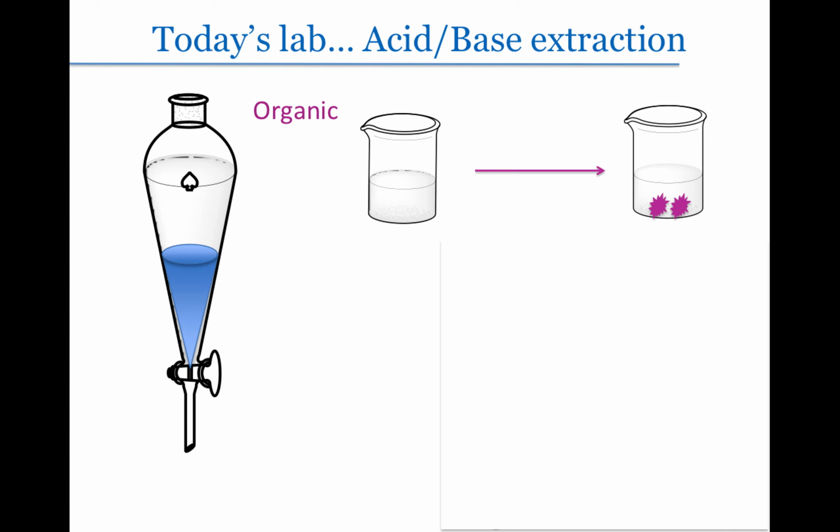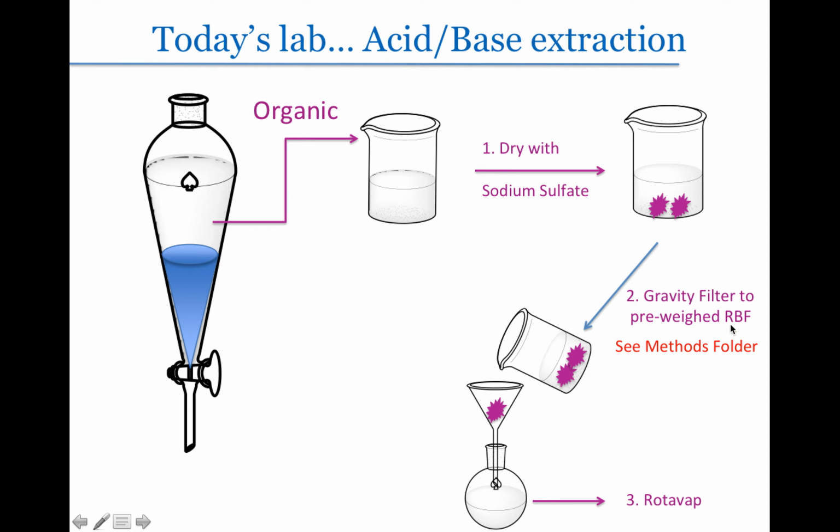So this is another guideline, I would like to help you when you're writing your procedure. You have the separatory funnel, you mix it and separate your organic layer. The organic layer must be dried first with sodium sulfate. The sodium sulfate will clump at the bottom and absorb the excess water. Then you have to gravity filter it into a pre-weighed round bottom flask and remove the sodium sulfate.